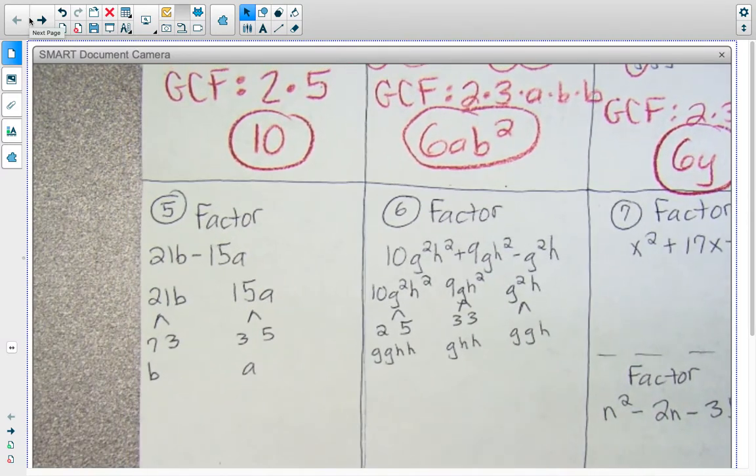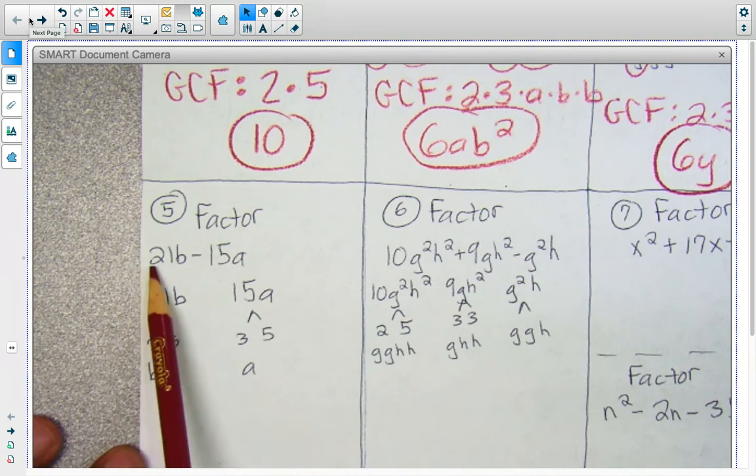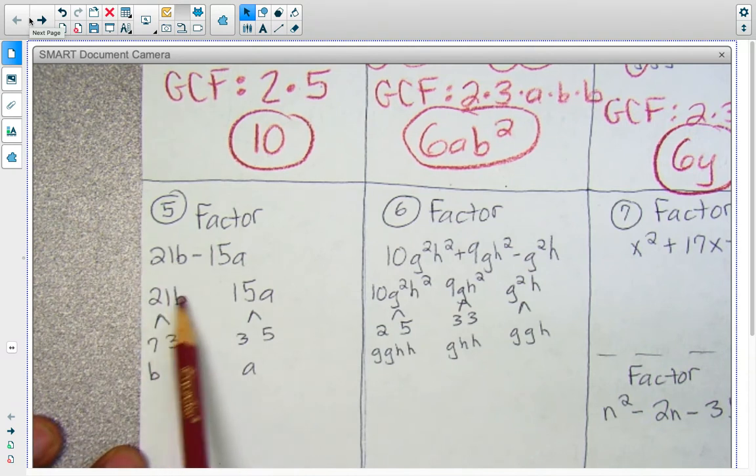Okay, so again, we're on number 5. I did a factor tree for 21b. I broke that down.